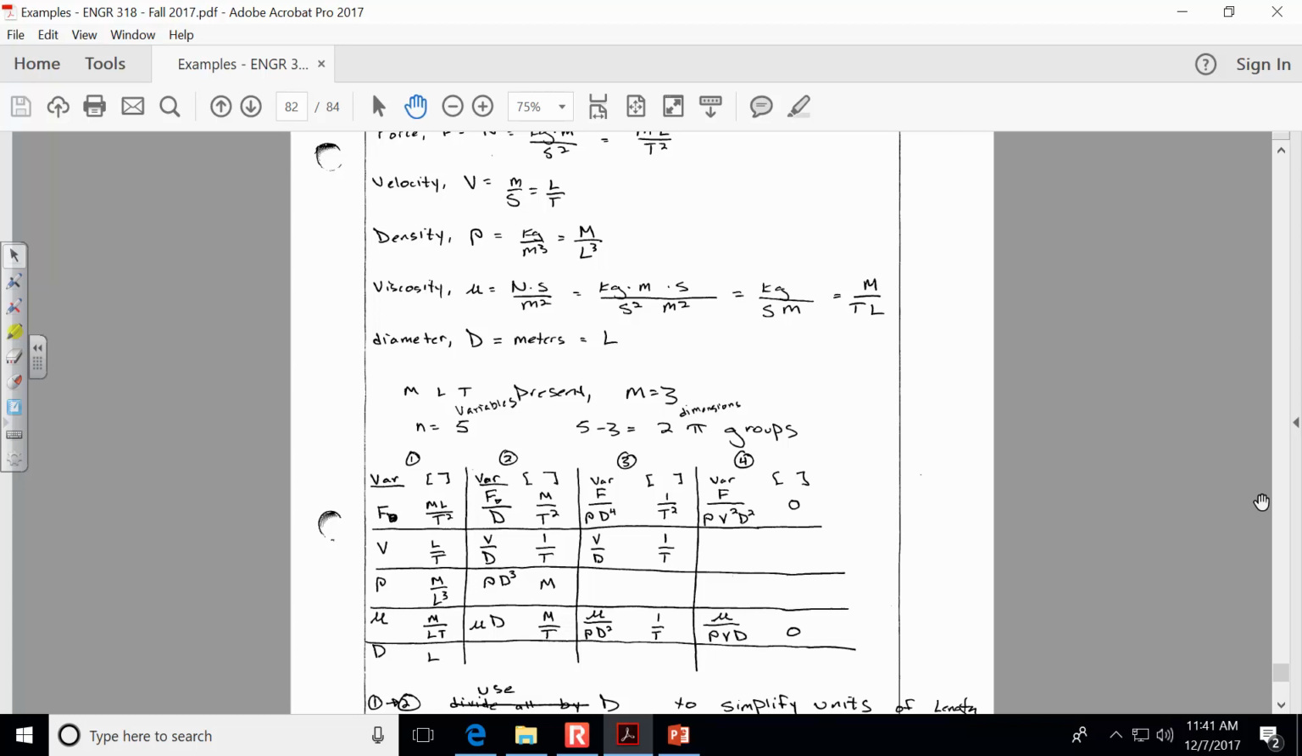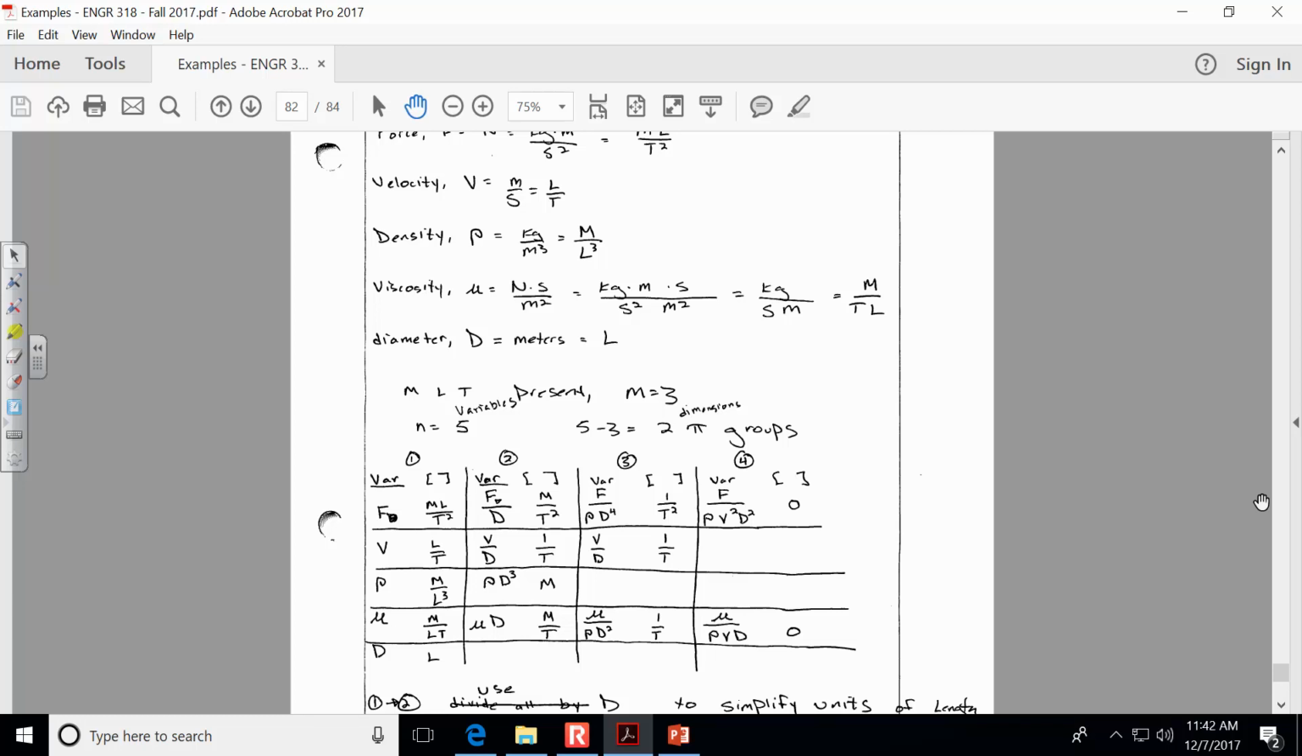Viscosity is newton seconds per meter squared, and a newton is a kilogram meter per second squared, so there's the newtons, and so then we still have the seconds from the newton seconds, and then the meter squared is there also. And so that reduces down to kilograms divided by seconds times meters. And so that's mass divided by time times length. And then finally, we've got diameter. Diameter, or D, is in units of meters, which is length.